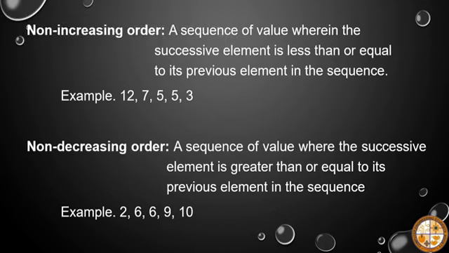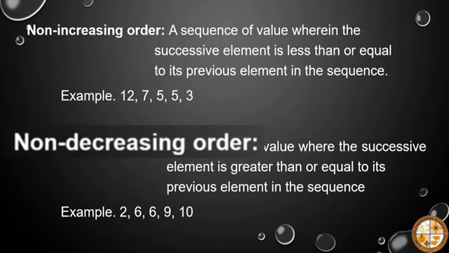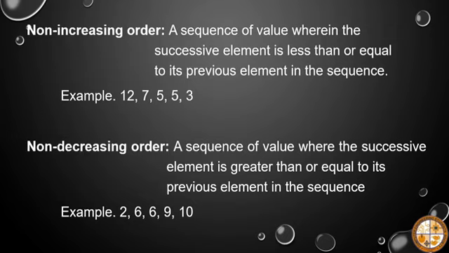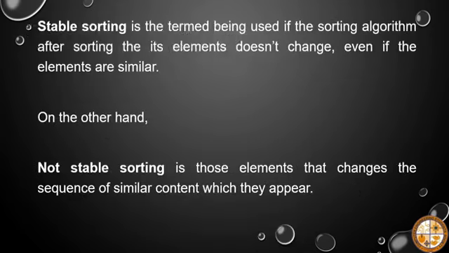Non-increasing order, a sequence of values wherein the successive element is less than or equal to its previous element in the sequence. Example, 12, 7, 5, 5, 3. Non-decreasing order, a sequence of values wherein the successive element is greater than or equal to its previous element in the sequence. Example, 2, 6, 6, 9, 10.